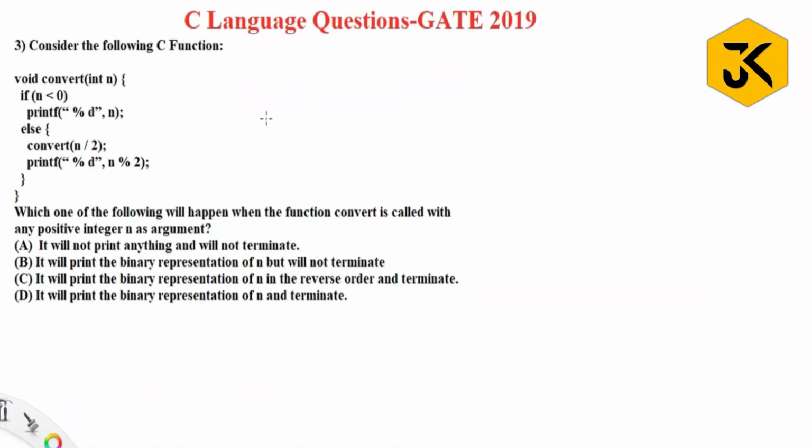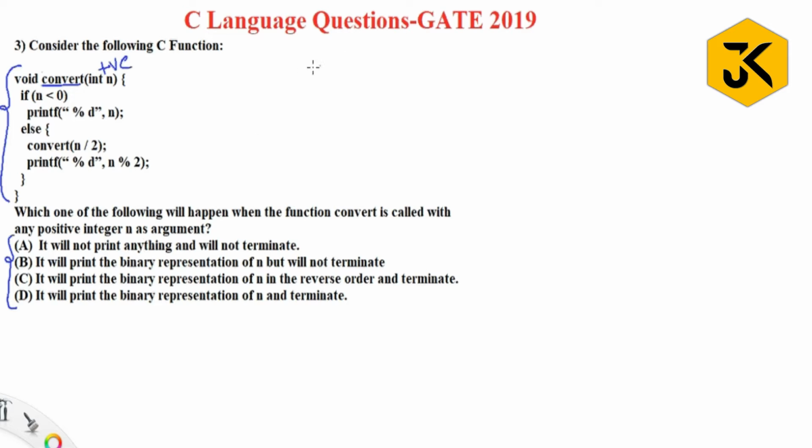Hello guys, welcome back. Let's see one of the C language questions which was asked in GATE 2019. Here they have given a few lines of code and they are asking which one of the following will happen when the function convert is called with any positive integer n as an argument. Means they are calling this convert function by passing some positive integer. Then what will happen? And they have given a few options here.